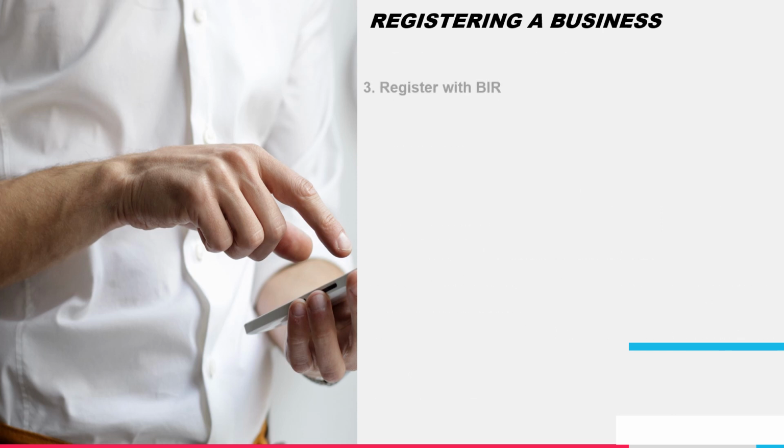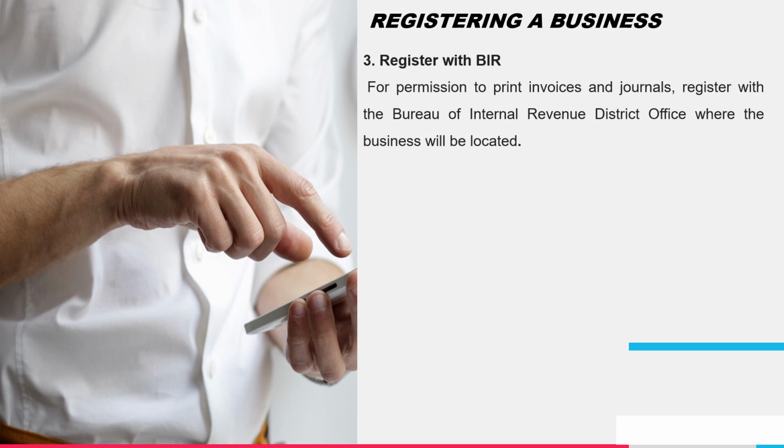Step 3 is you will register your business with the BIR. For permission to print invoices and journals, you will need to register your business to the BIR district office where your business will be located.